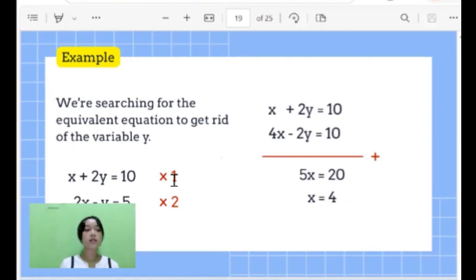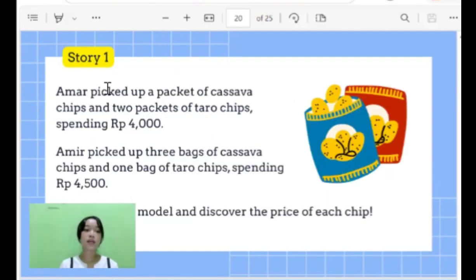The first equation we multiply by 1 and the second equation we multiply by 2. So this is x plus 2y equals 10 and 4x minus 2y equals 10. Now, x plus 4x is 5x and the y terms are 0. And then 10 plus 10 is 20. So we divide both sides by 5. So x equals 4. Finally, we have the mixed method in story problem 1.